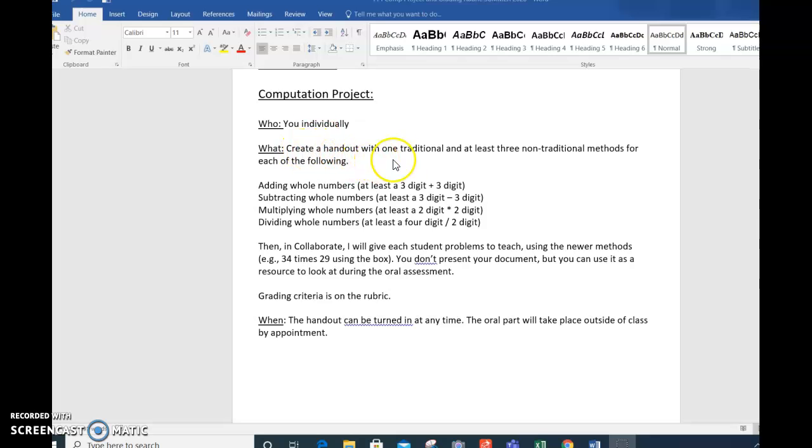You're going to create a handout with 1 traditional and at least 3 non-traditional methods for each of the following: adding, subtracting, multiplying, and dividing. So you'll do the traditional with 1 other. And then here it tells you like a 3-digit minus a 3-digit or a 2-digit times a 2-digit, things like that. Okay, then, let me just show you, let me pull this over here for a second.